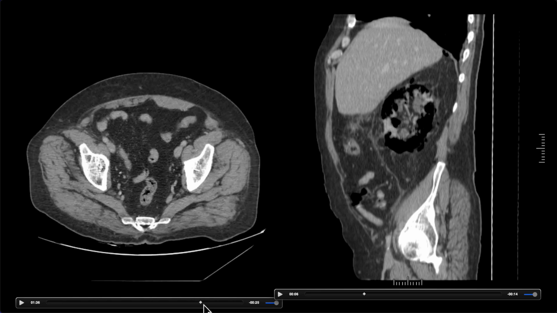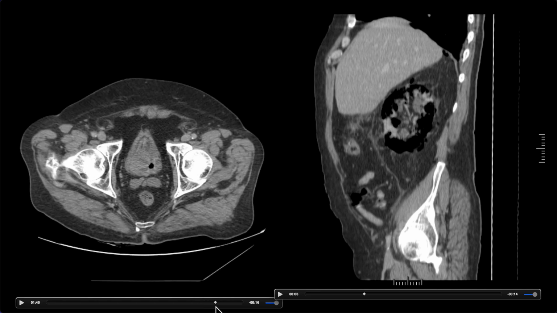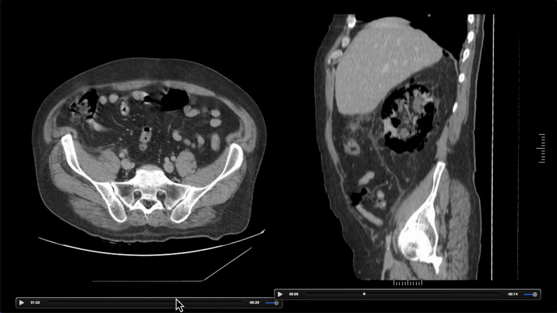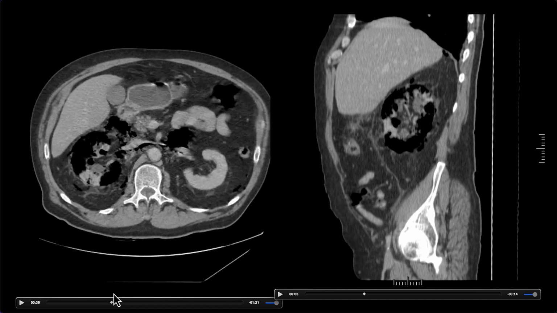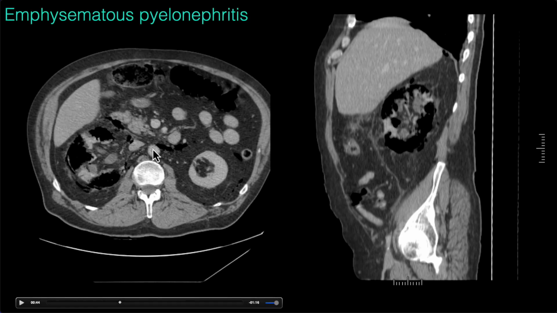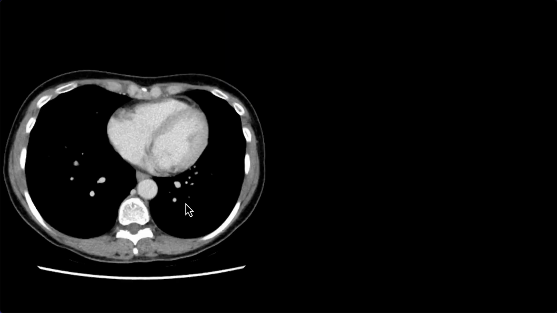Not much of a mystery of this diagnosis here. We can just scroll through the rest of it. There's even some air in the urinary bladder that's gone down through the collecting system from that infected kidney. So this is an example of emphysematous pyelonephritis, and this severe degree of involvement would indicate urgent surgical resection of that kidney.